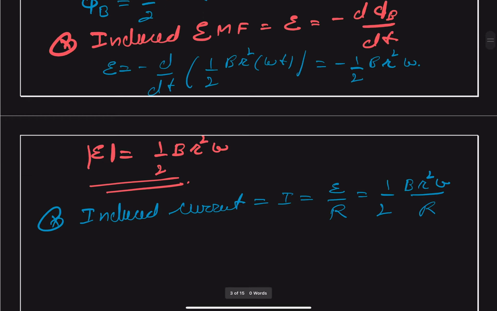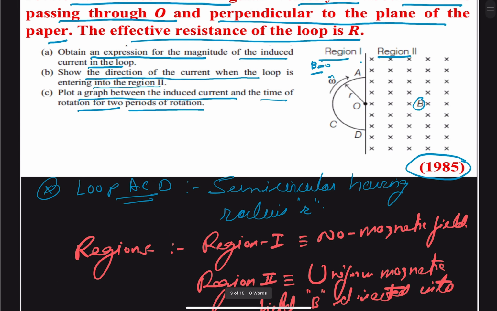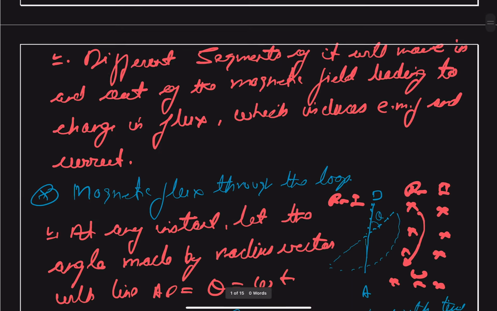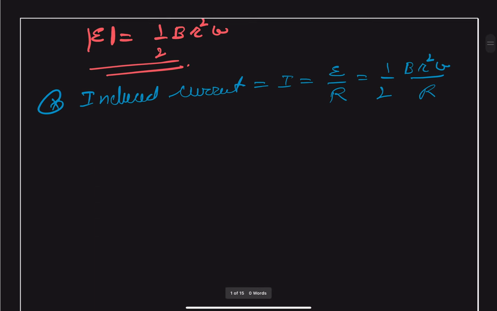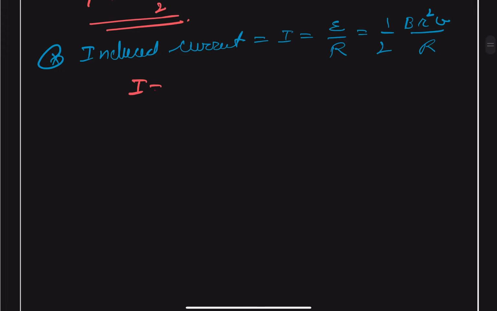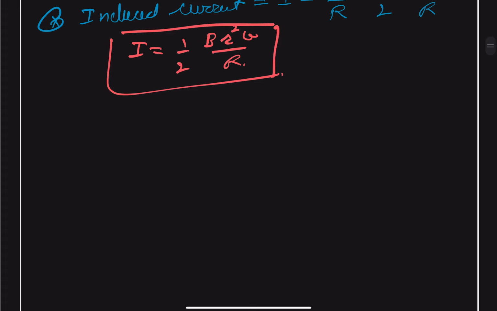So I think in the first part this was the only thing asked. So in part A we are only asked the induced current in the loop. So the current induced in the loop is equal to half B r square omega divided by R. Now we come to part B.